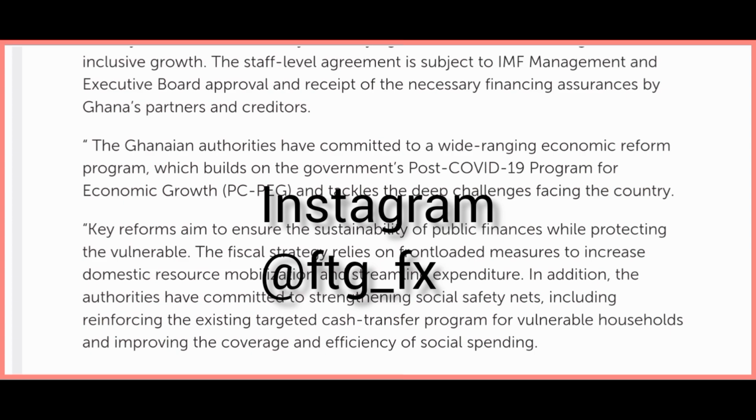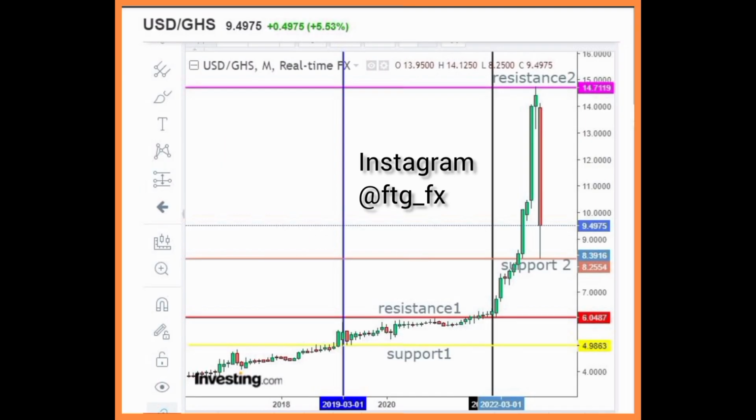The staff level agreement is subject to IMF management and executive board approval and receipt of the necessary financing assurances by Ghana's partners and creditors. So this good news from the IMF, which falls under fundamental analysis, now makes people, traders or outsiders, feel that okay, the Ghanaian economy is going to be strong. Why? Because the IMF has agreed to support the Ghana economy with $3 billion.